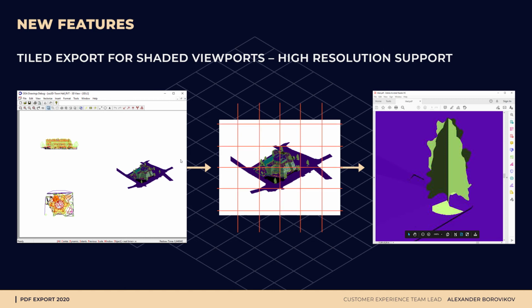New modes were added. They are tiled and striped modes, and as it goes from their names, the viewport in these modes is rendered as a set of tiles or stripes to correspond to the necessary vector resolution.